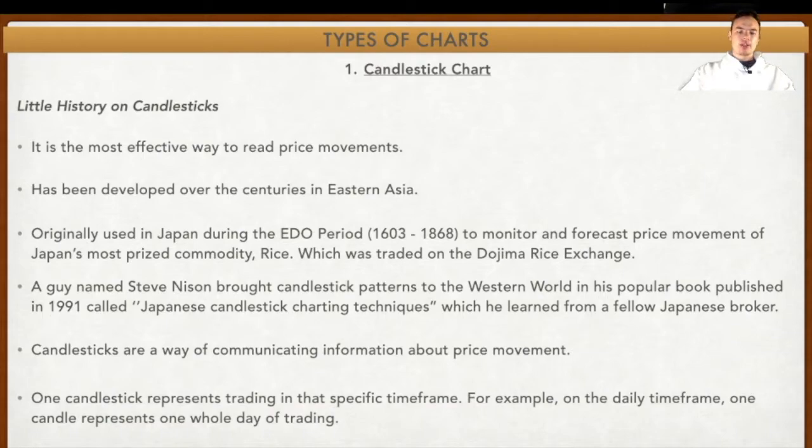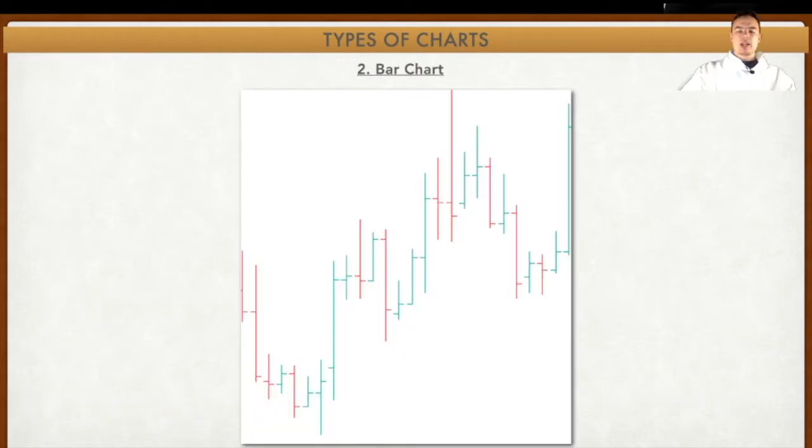One candlestick represents trading in that specific time frame. Like I said, if you're on a daily time frame, then one candlestick will represent that whole entire day. So that candlestick will fluctuate up until 12 a.m. That candle will close, a new candle will open. If you're on the 1 hour time frame, let's say at 6 o'clock, that candle will fluctuate up until the point that time hits 7 o'clock. Then that candle will close and a new candle will open. Okay, that is candlesticks. I'm going to go in more detail on candlesticks a bit later on, but we're on the type of chart right now.